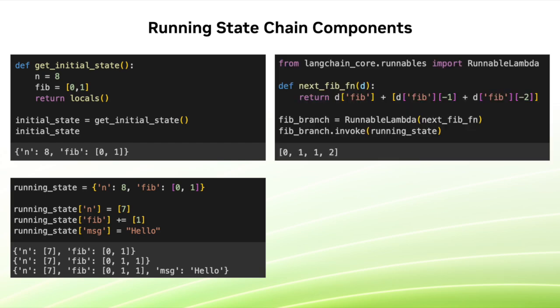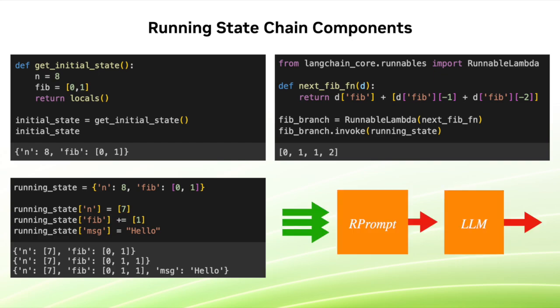Then we can define a branch to be a chain that can pull in a running state, so pull in a dictionary with some named values, and it generates it into a value or a substate. For example, an LLM prompt chain, so with a prompt and an LLM, that chain by default is going to take in a dictionary and generate a single value. So we can consider that to be like a branch.